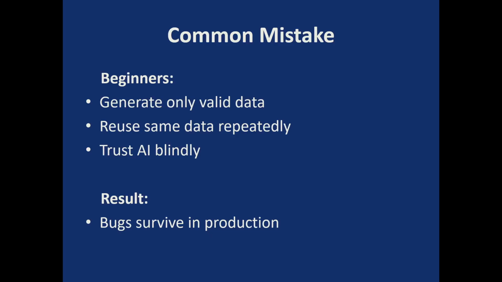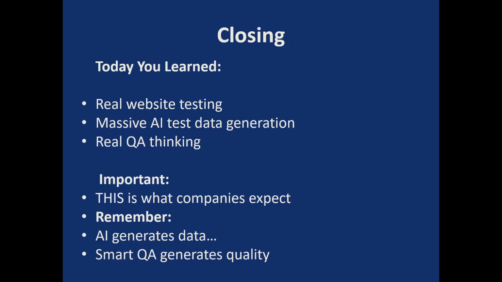Now the common mistakes beginners make: generating only valid data, reusing the same data repeatedly, and trusting AI blindly. The result is that bugs still survive in production. To close, team, today you learned how to perform testing using test data generated by AI on a real website, and how massive AI test data generation can be done with real QA thinking. This is what companies are expecting right now.